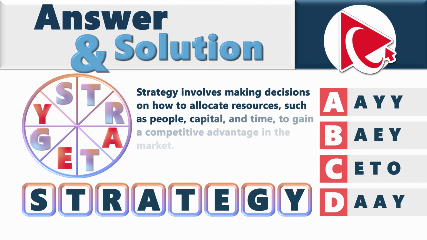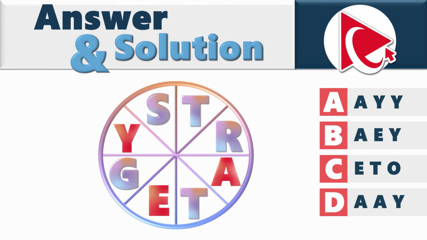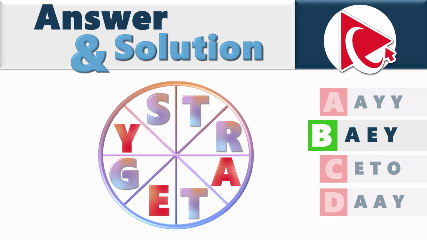Strategy involves making decisions how to allocate resources, such as people, capital, and time, to gain a competitive advantage in the market. So the missing letters are A, E, and Y, and the correct choice here is B.